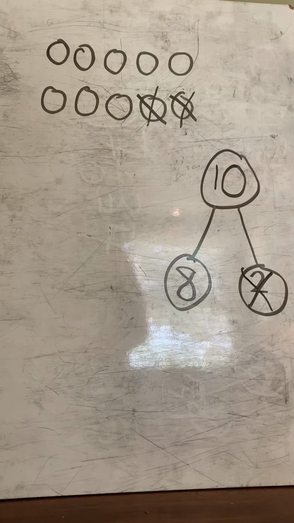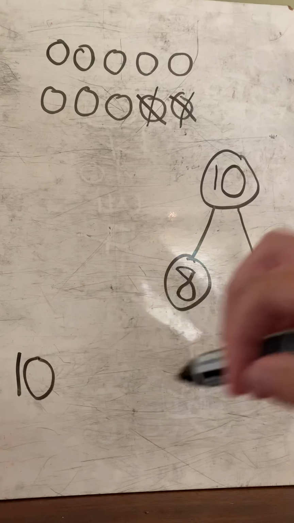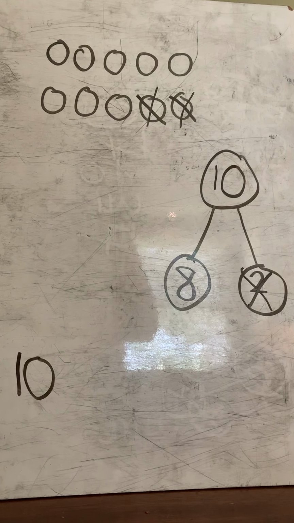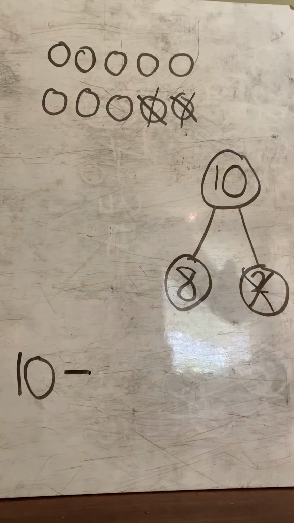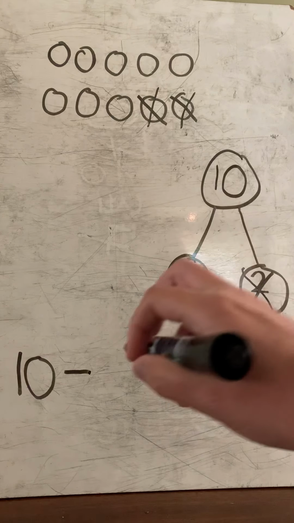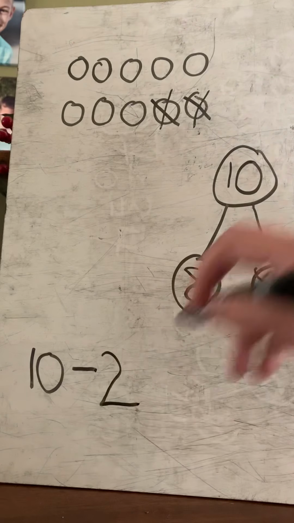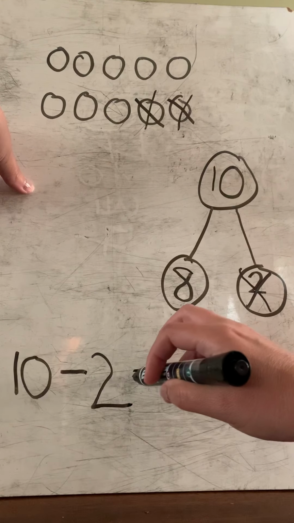Now let's write our takeaway sentence. Remember, when we write a takeaway sentence, you always start with your whole. Awesome. Make the number 10. What's that sign called that means take away? Minus. Excellent. Make the minus sign. The next number is the number that we took away. How many buttons fell off the jacket? 2. Good job. Make the number 2. Now, what's that sign that means the same as? Equals. Good job. Make the equal sign.